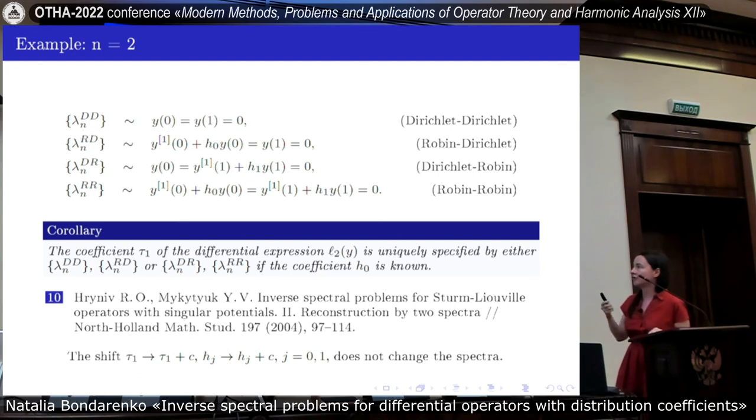And the theorem for the higher order operators implies the corollary that the coefficient tau 1 of the differential expression is uniquely specified by either Dirichlet-Dirichlet and Robin-Dirichlet spectra, or by Dirichlet-Robin and Robin-Robin spectra. And the coefficient H0 has to be known a priori. This result was obtained in the paper by Hryniv and Mykytyuk for the second order. So the results for higher order are a natural generalization of the results for the second order.